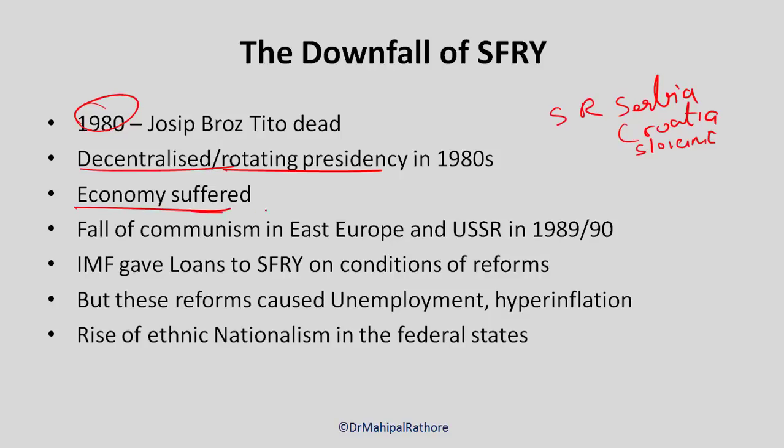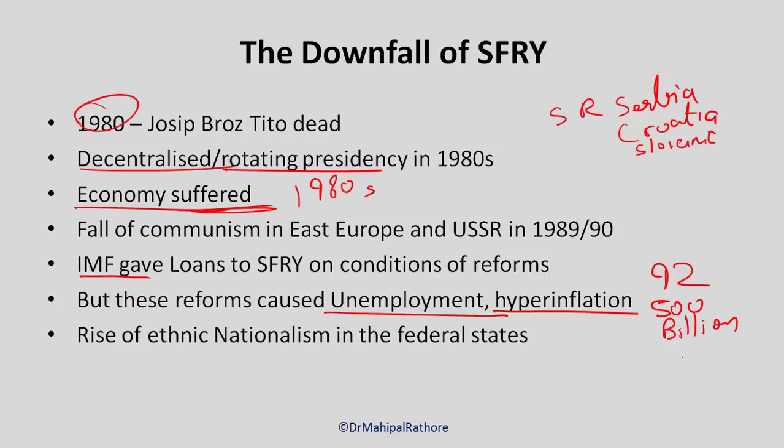Then economy suffered badly. During 1980s, entire Eastern Europe had a very bad economy. Even USSR was going through an economic crisis. But Mikhail Gorbachev started perestroika and glasnost policy over there. Here, IMF said that we will give you loans to stop your economic depression, but you have to start some reform process. And these reform processes were not at all successful here in Yugoslavia. They caused more unemployment and there was hyperinflation. The inflation went so bad that by 1992 they were printing notes of 500 billion dinar. Dinar was the official currency. So they were producing notes of 500 billion dinar, somewhat similar to what Zimbabwe is doing today.